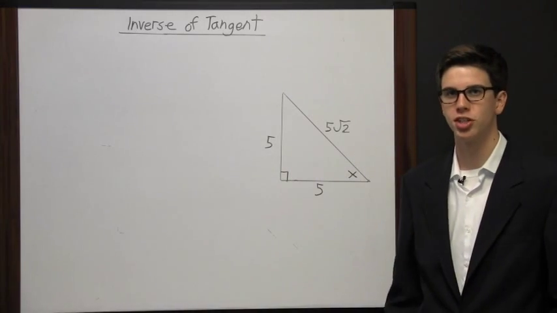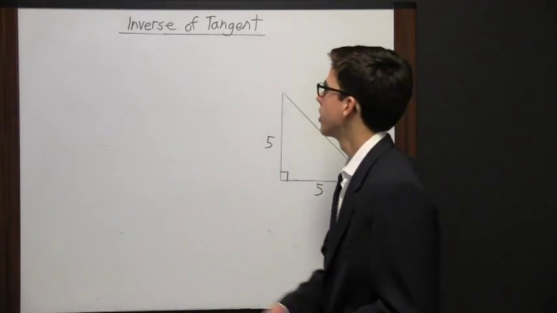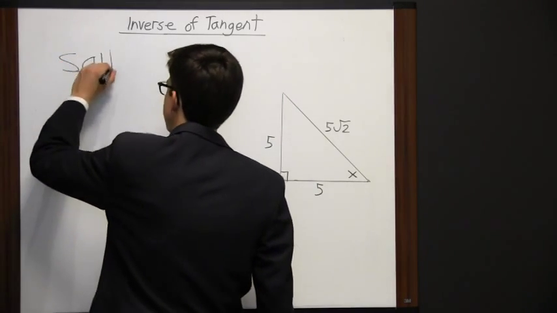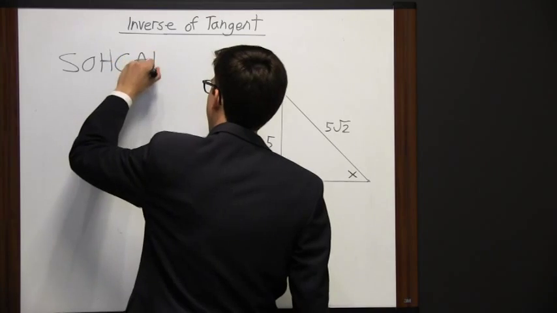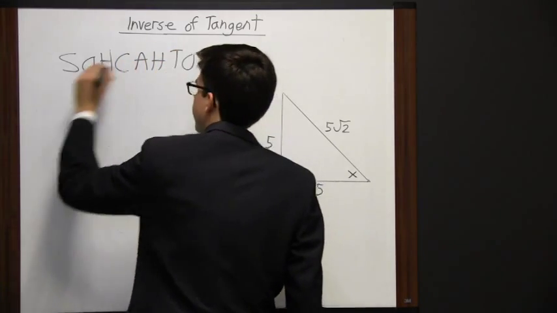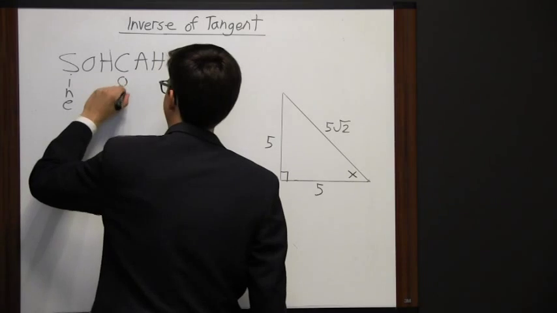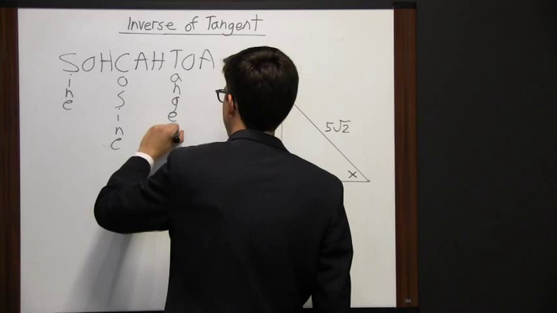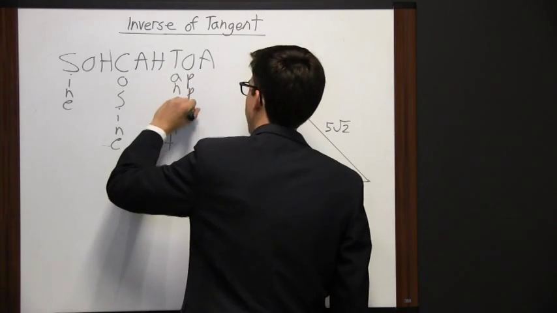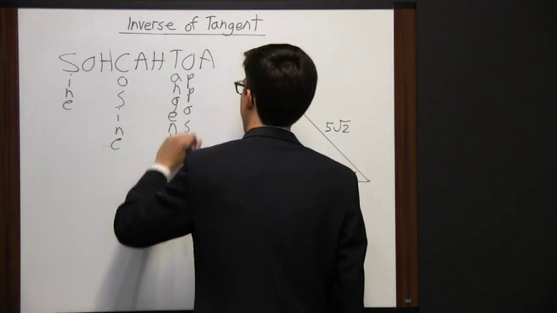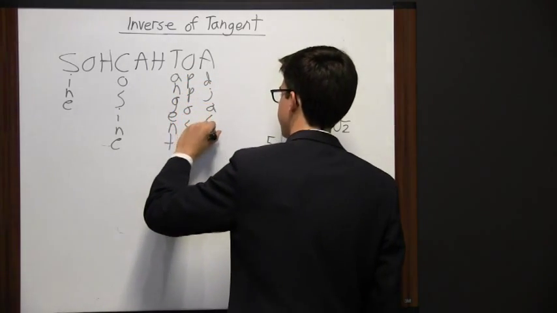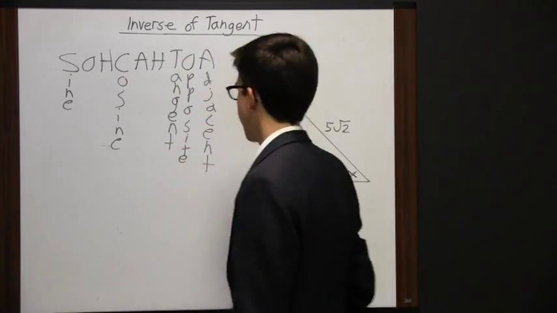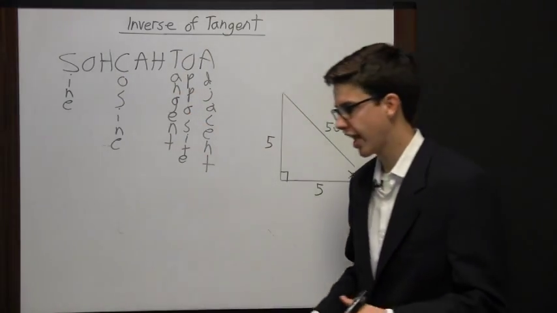You may be familiar with the trigonometric function of tangent, but inverse tangent may be somewhat foreign to you. So I'm going to go ahead and write out SOHCAHTOA, which is S-O-H-C-A-H-T-O-A. And so the S stands for sine, the C stands for cosine, and the T stands for tangent, which are all trigonometric functions. Then the O stands for opposite, and the A stands for adjacent. And then if you were dealing with sine or cosine, you need to know that H stands for hypotenuse. But that's not pertinent to when we're using tangent.